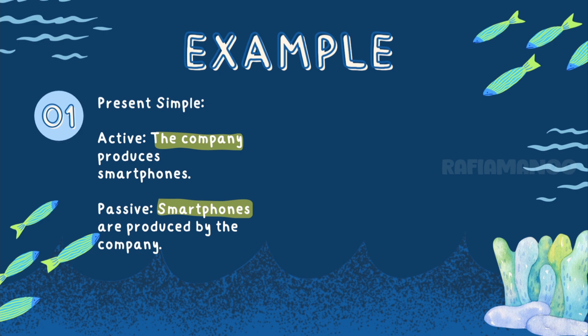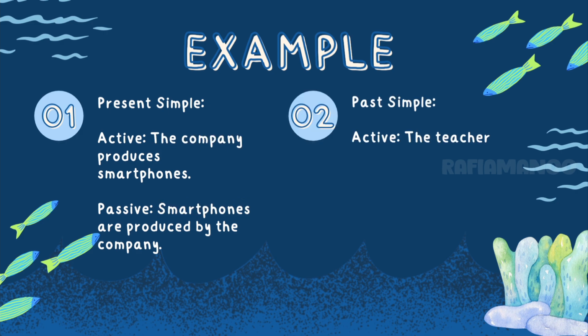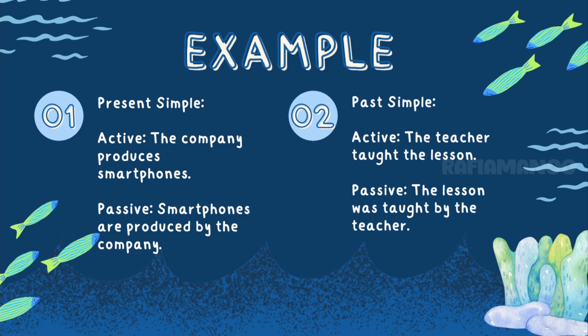Number 2, past simple. The active is: The teacher taught the lesson. The passive is: The lesson was taught by the teacher. In the active, the focus is on the teacher. The performer of the action is emphasized. In the passive, the focus is on the lesson, the recipient of the action.